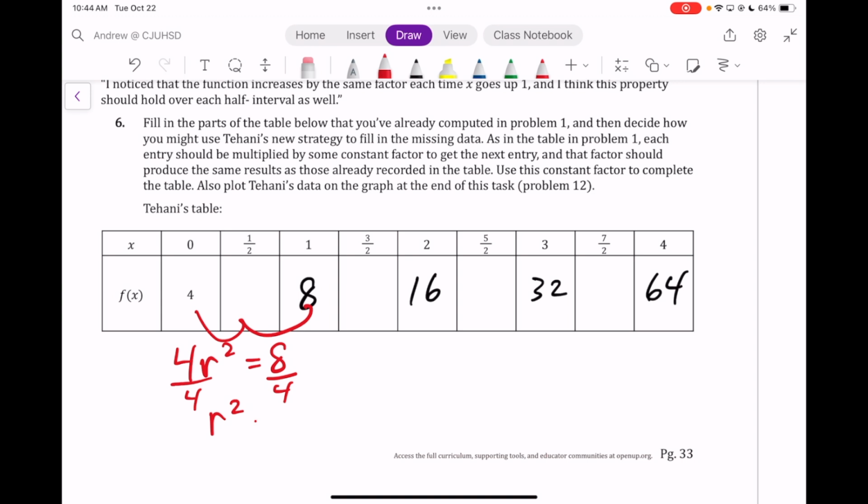We get r squared equals 2, and then we can take the square root of both sides of the equation, and we don't have to write a little 2, but there's a little 2 here. That is the ratio. That is the missing number.